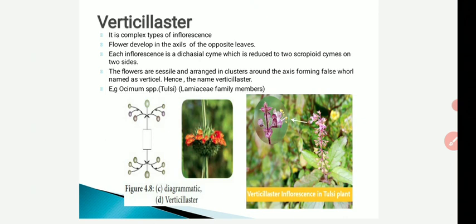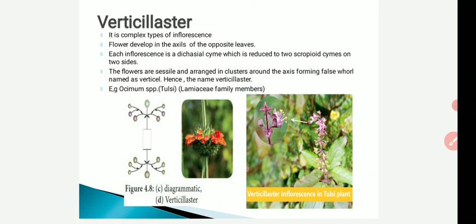on two sides, and the flowers are sessile and arranged in clusters around the axis, forming false whorls named verticille. So hence the inflorescence is named verticillaster. It is the characteristic feature of family Lamiaceae, and the example of verticillaster type of inflorescence is Ocimum tenuiflorum, that is tulsi.